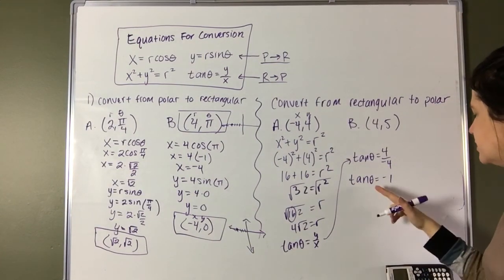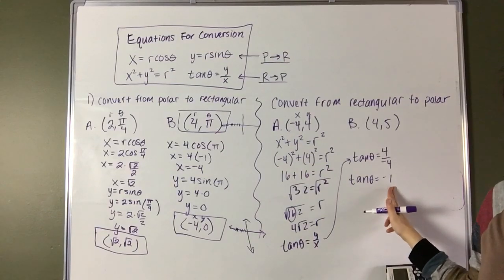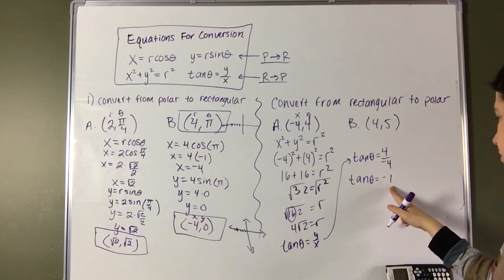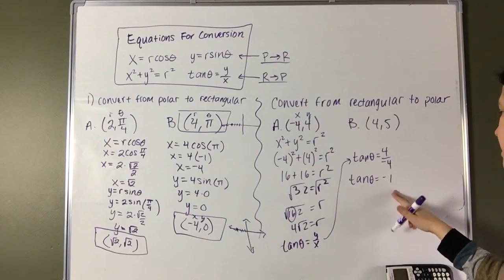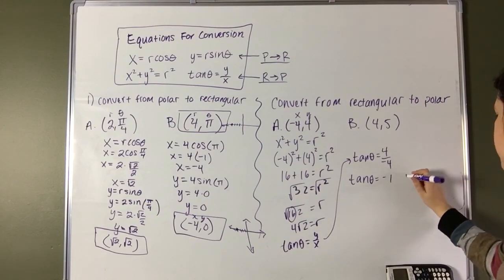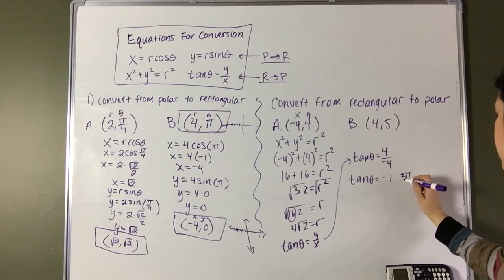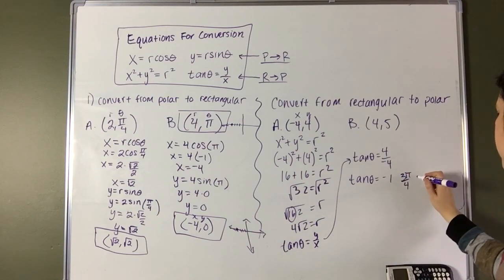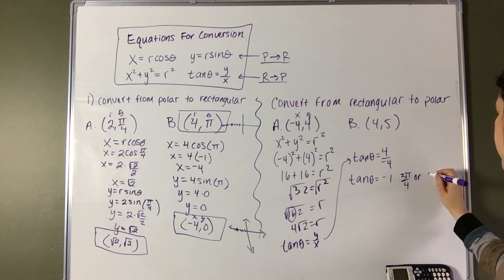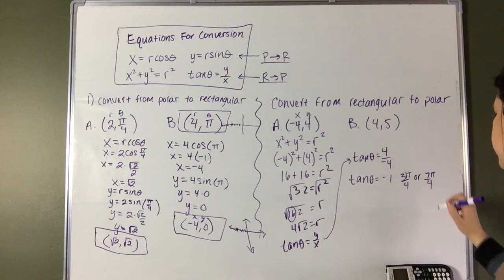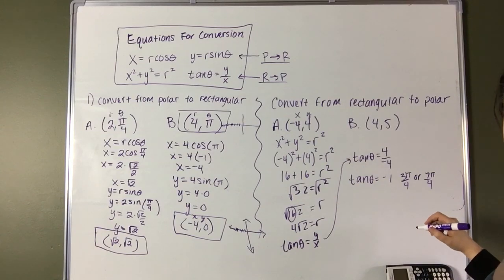Where is tangent of theta equal to negative 1? So if you have your unit circle, you can look. There's two options. It's either 3 pi over 4, or it is going to be 7 pi over 4. Which one is the correct answer? Because there's only one correct answer.